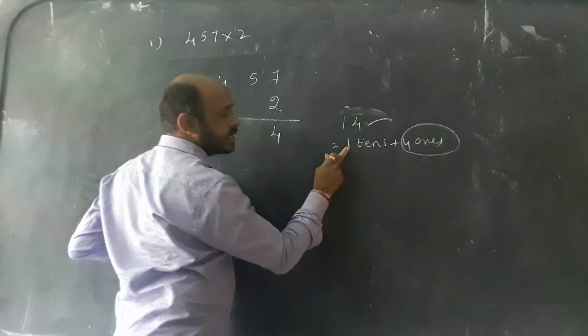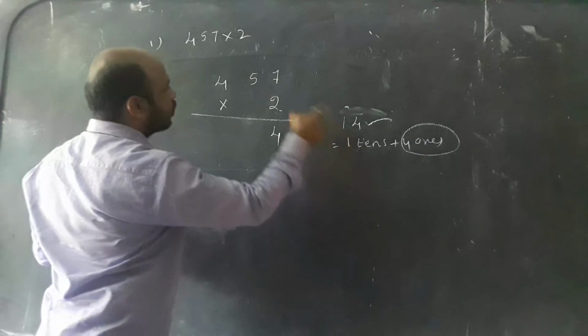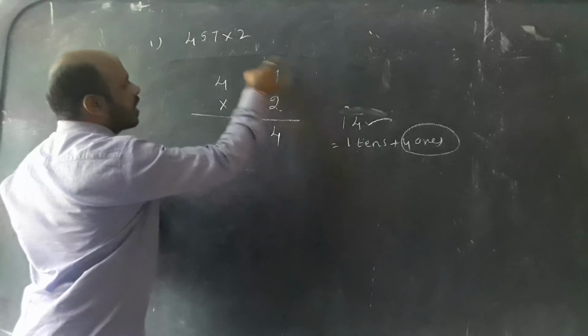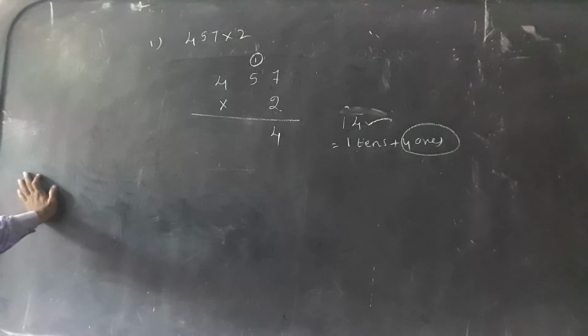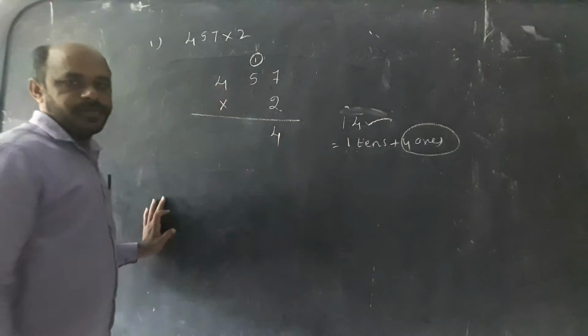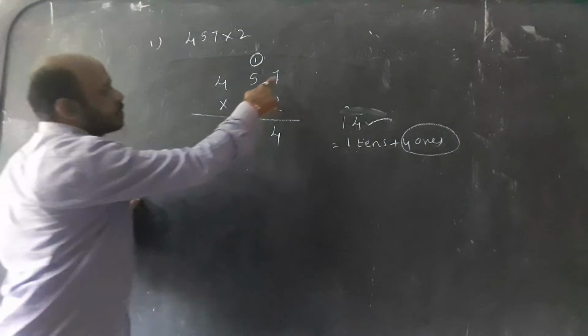Okay, next, which number is there? The tens place number. Which is the tens place? 5 is the tens place. This tens place number we have to carry forward to the number before. We will say it is easy: carry forward to the number before. Okay children, see, next, the ones place is completed.